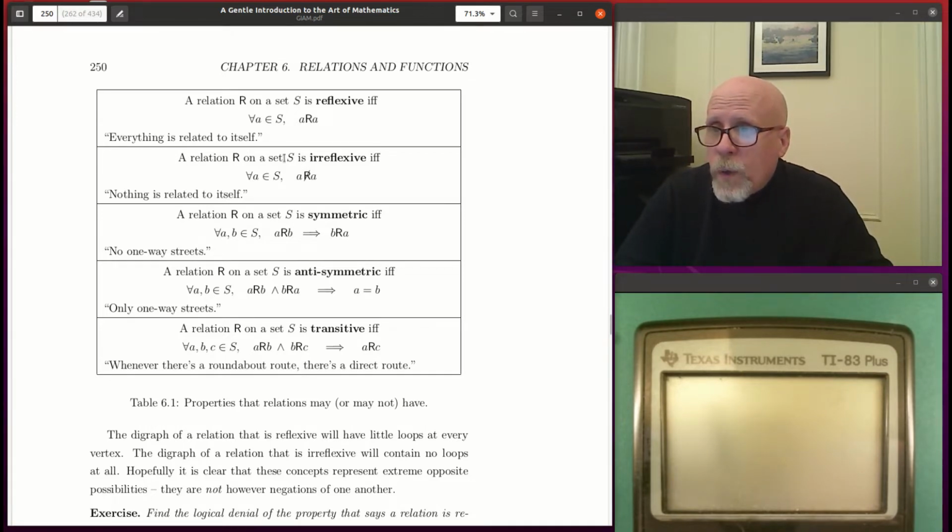A relation R on a set S is irreflexive if and only if, for every element of the set, it's not related to itself. Nothing is related to itself: for all a, not a R a.